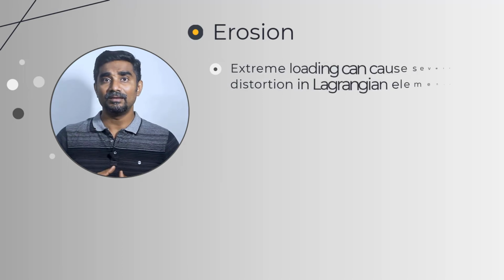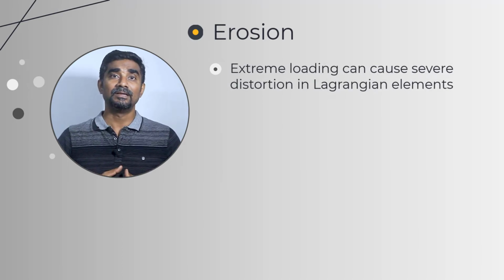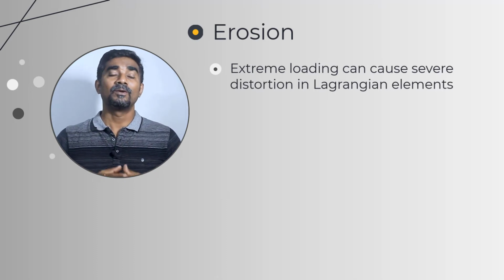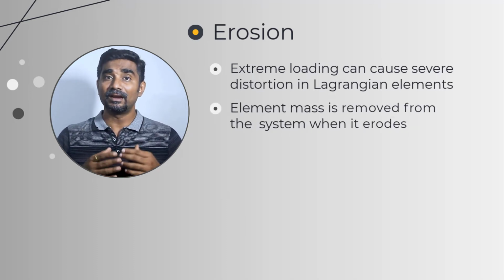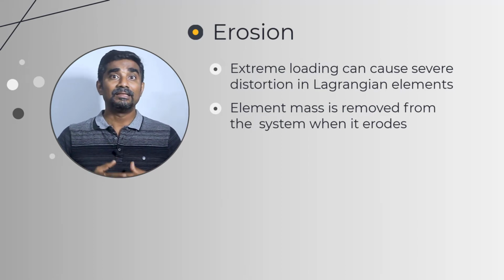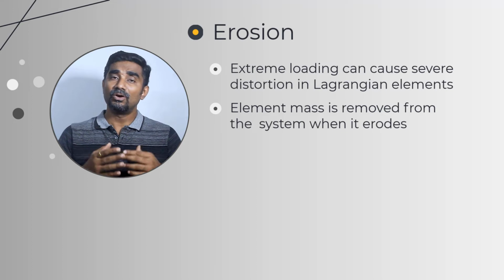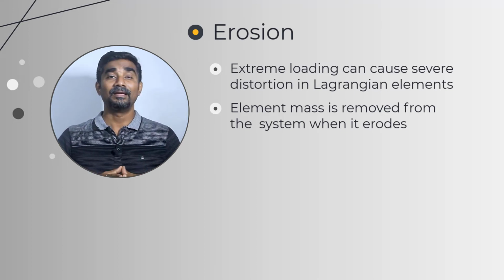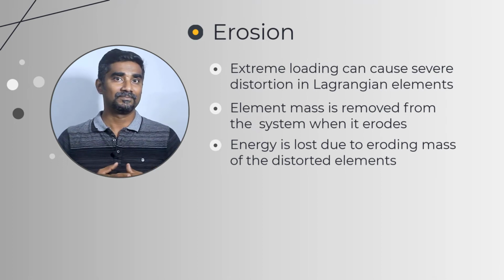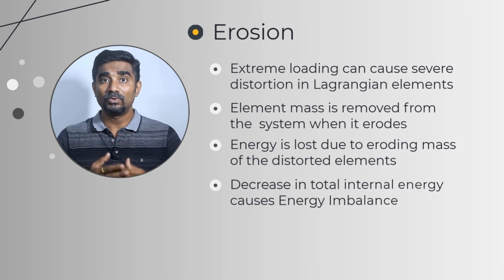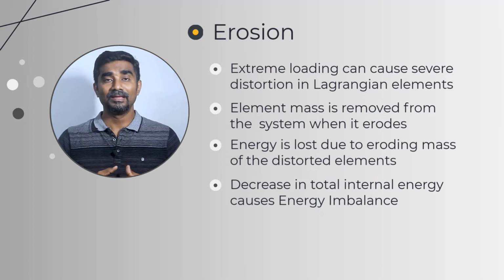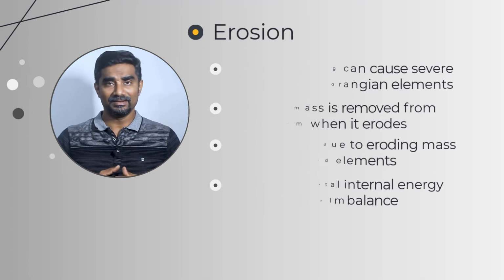A Lagrange element in explicit dynamic simulation could distort severely under extreme external loading. When the distorted Lagrange elements are eroded from the simulations when they meet the predefined criteria, the mass in these elements is also removed from the calculation. Hence, the energy stored in that mass loss is also lost. So, the total internal energy decreases as the distorted elements erode. This can cause an energy imbalance.